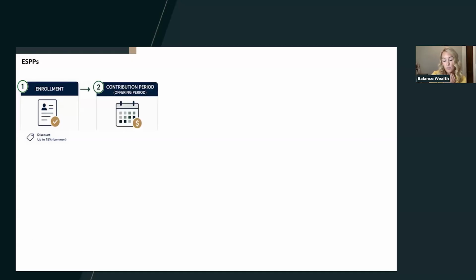Okay. So this is the contribution period. Typically we see this be 3, 6, maybe 12 months, where you're really just accumulating all those contributions you're putting into this ESPP account per pay period. Okay. And these are just deductions, again, taken out each pay period.